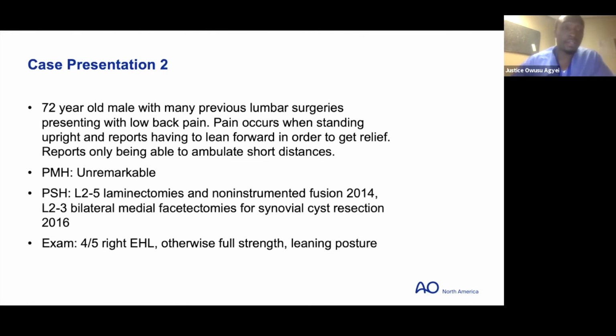The second case is a 72-year-old male, also with multiple previous lumbar surgeries, presenting with low back pain. His pain was worse when he stood upright and he reports having to lean forward in order to get relief. He also reports only being able to ambulate short distances. His past medical history was unremarkable, and surgical history is significant for multiple lumbar surgeries, with the last one being L2 to 5 laminectomies and non-instrumented fusion in 2014. On his exam, he has a right foot drop, otherwise full strength, and has a leaning posture when he's standing upright.